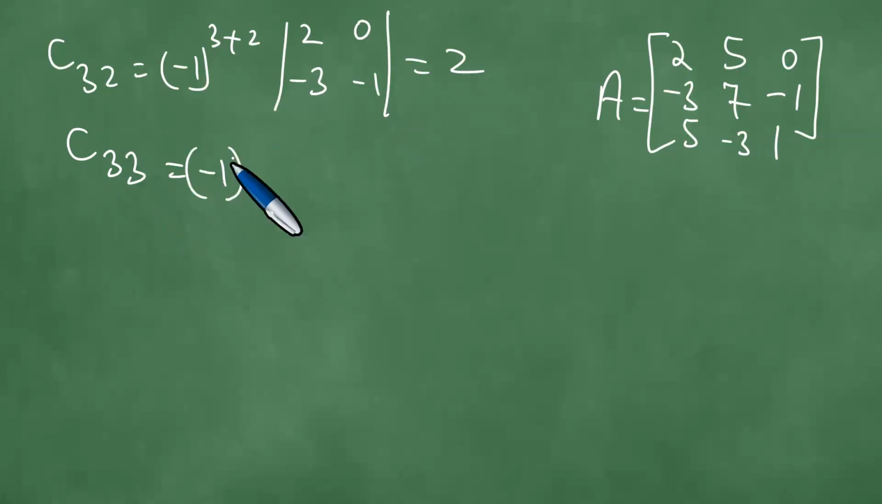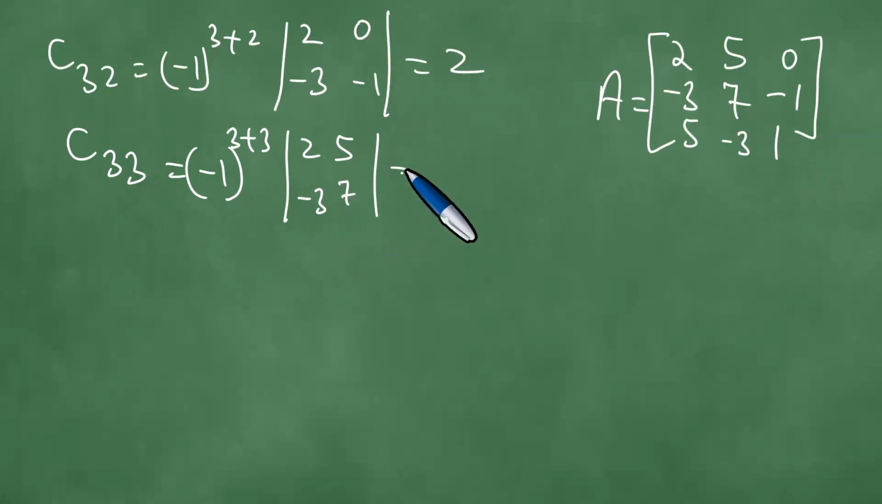C33. Minus 1 to the power 3 plus 3. 3, 3 is this one. So you have 2, 5, minus 3, 7. So this is exactly the plus 1 because it's minus 1 to an even number, the even number 6. So that 2 by 7 is 14 plus 15. And this is 29.